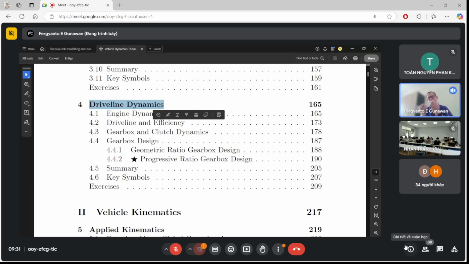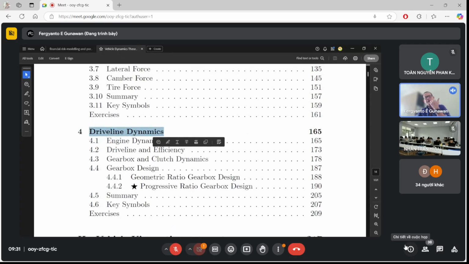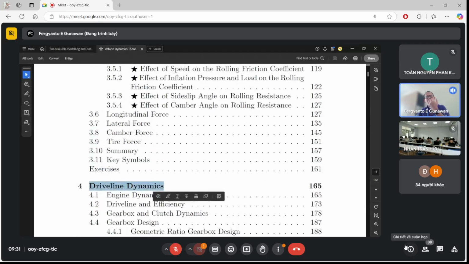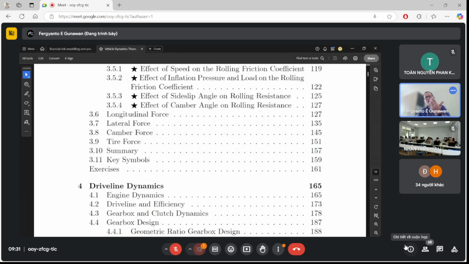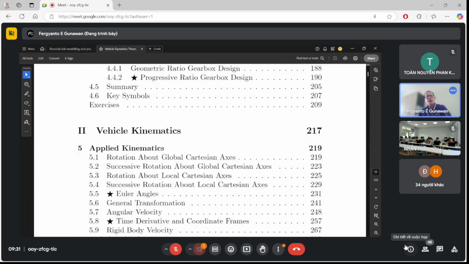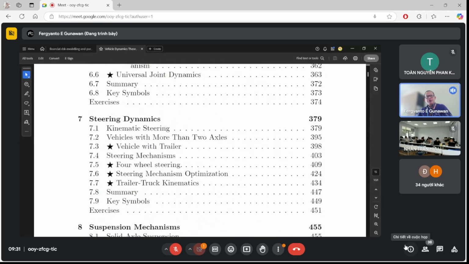However, the actual force Fx acting on your car is not only a function of the power of the engine, but also of the friction, which we discussed in the tire dynamics. So the Fx will be determined by the friction and also by the power of the engine.